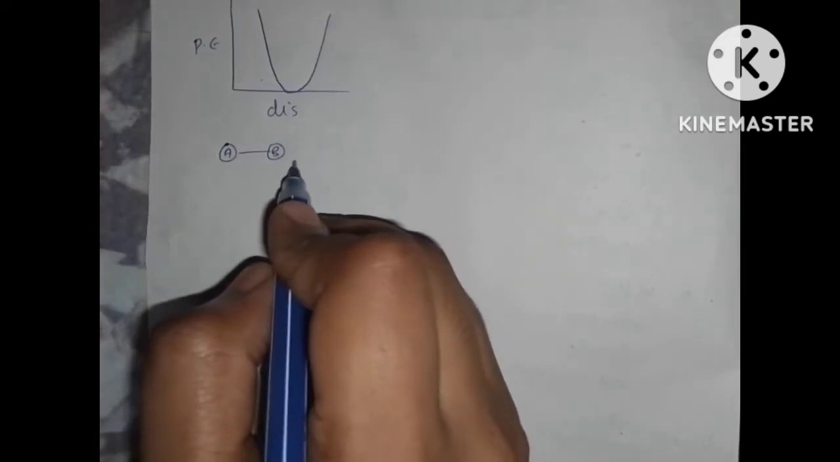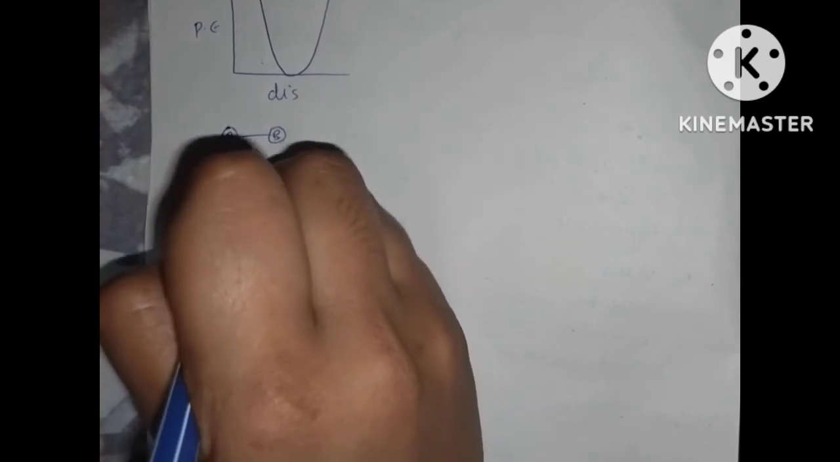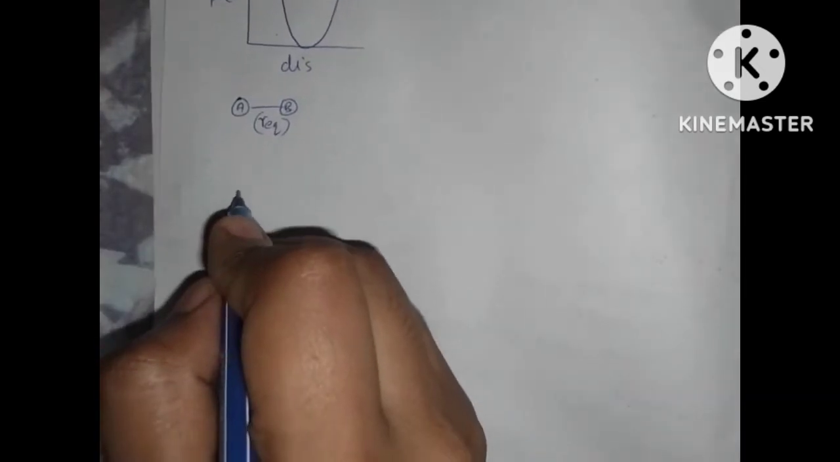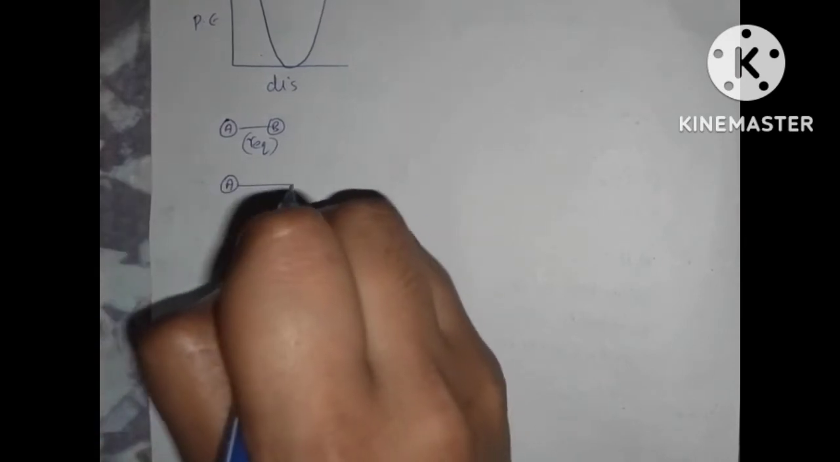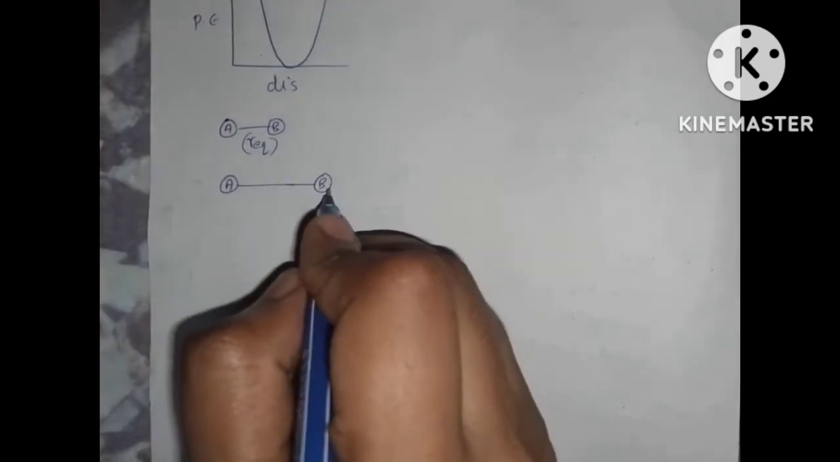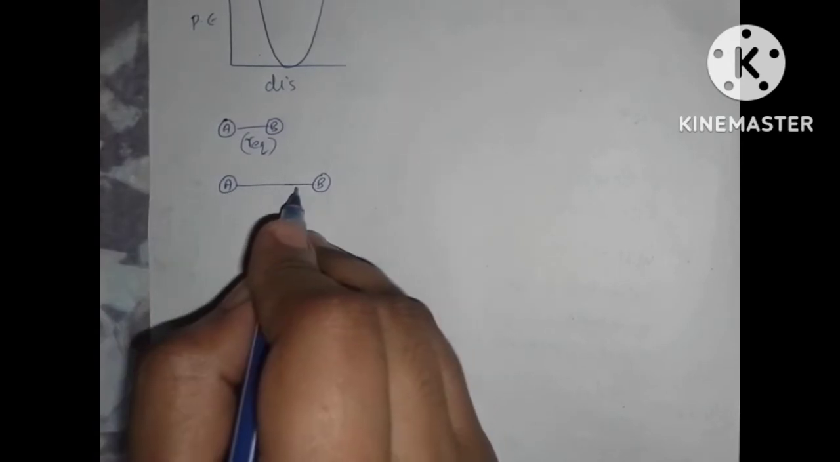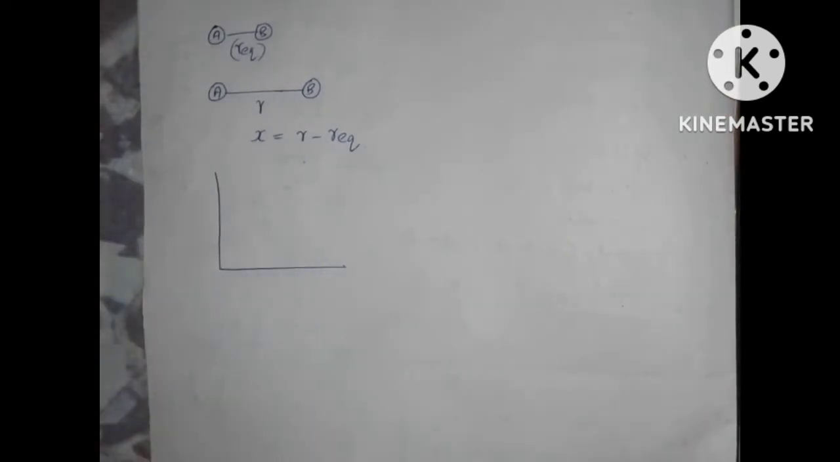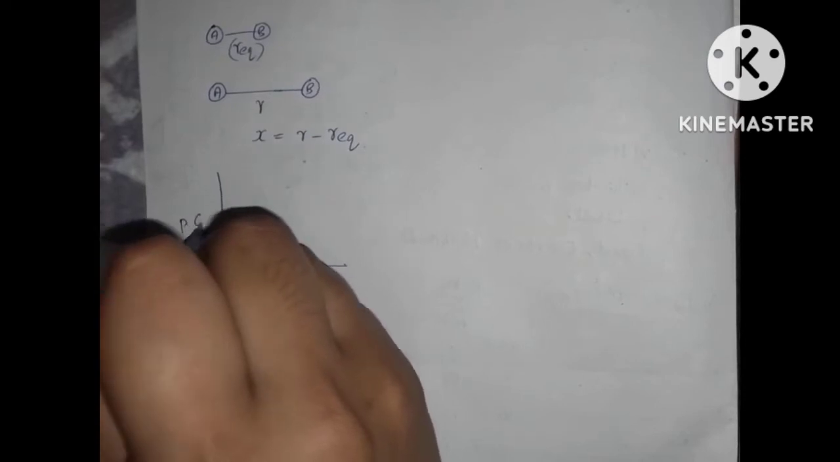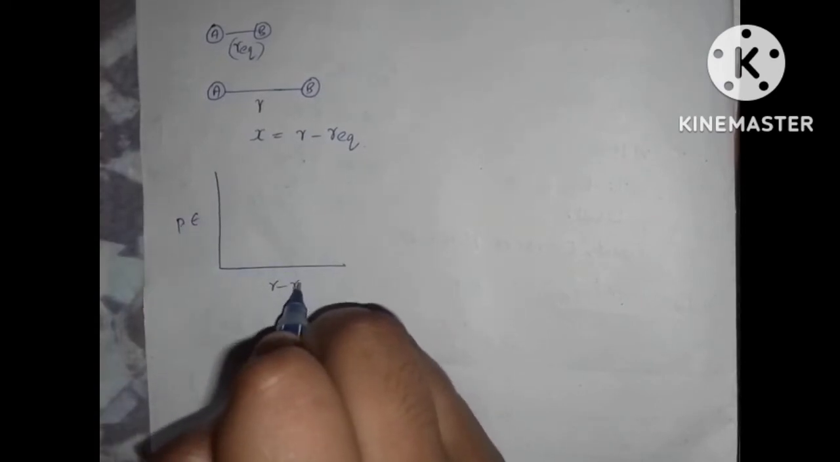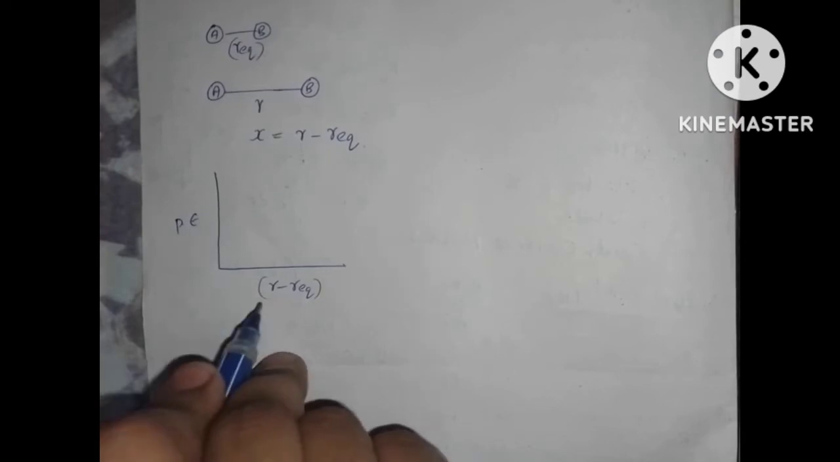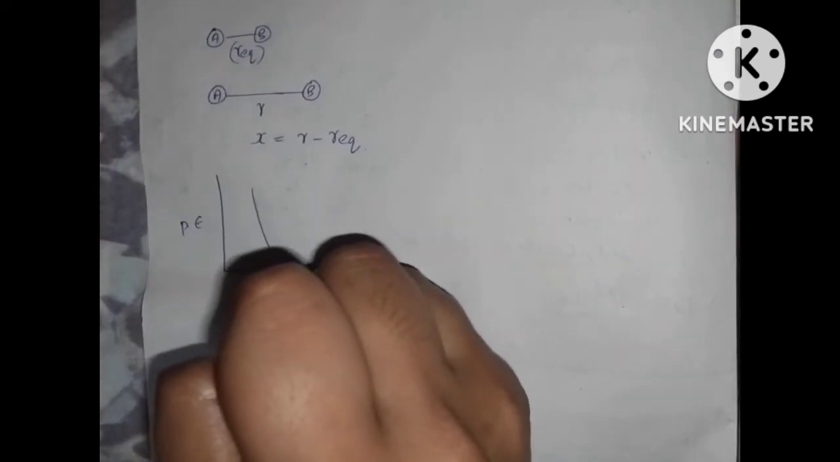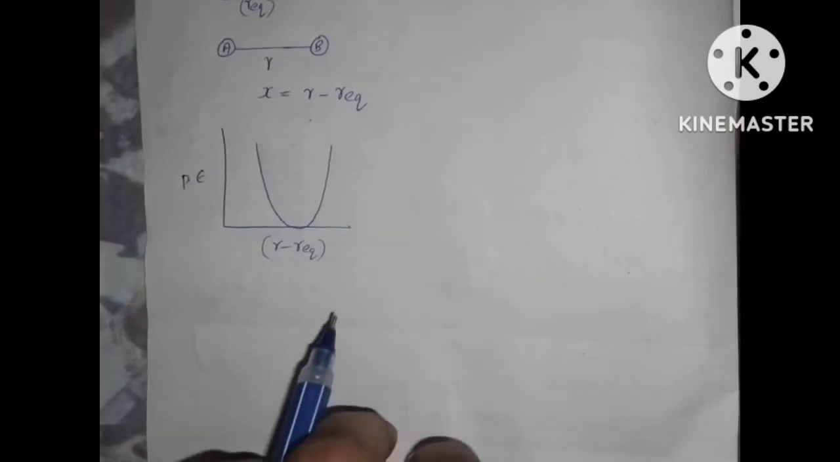For a molecule AB, if R equilibrium be the bond length of that molecule, and on stretching or on undergoing vibration, its distance between two nuclei, or the internuclear distance, changes to R, then the displacement x can be written as R minus R equilibrium. Then for a molecule oscillating as a simple harmonic oscillator, the potential energy versus R minus R equilibrium, that means the displacement factor, will give a plot like this, which is the graph of an x square function.